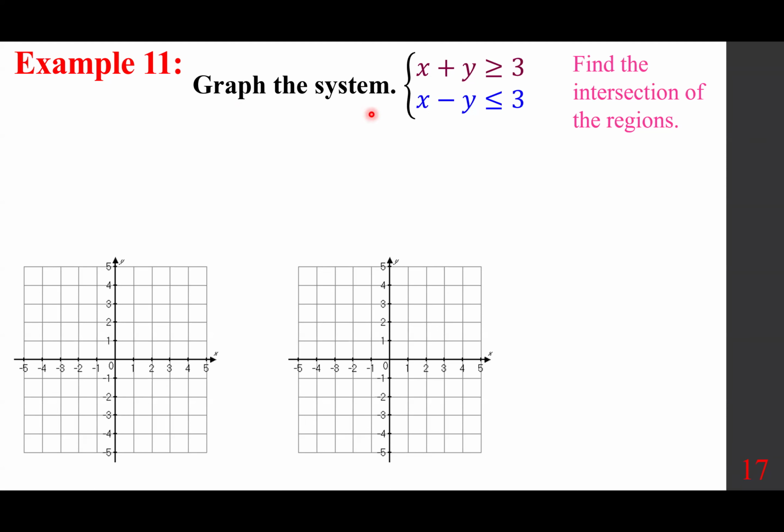Example 11, we want to graph the system x plus y larger than or equal to 3, x minus y less than or equal to 3. And the idea is to find the intersection of the regions. That's what we have been trying to do. So we start with the first one. We change it to an equality.